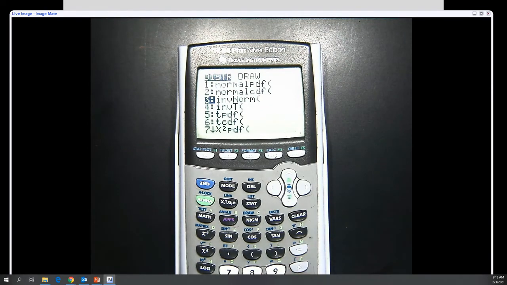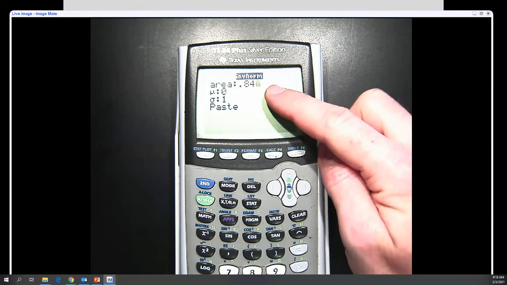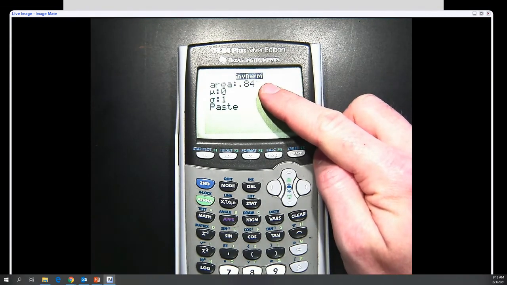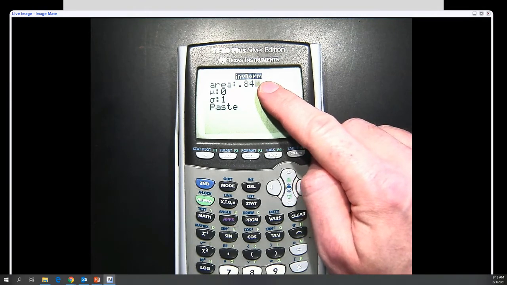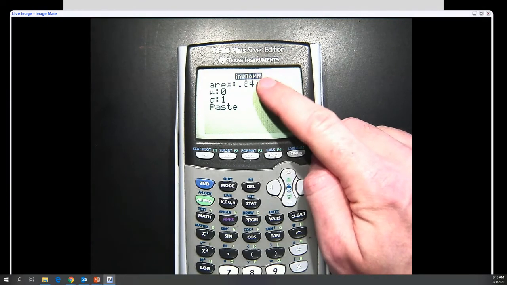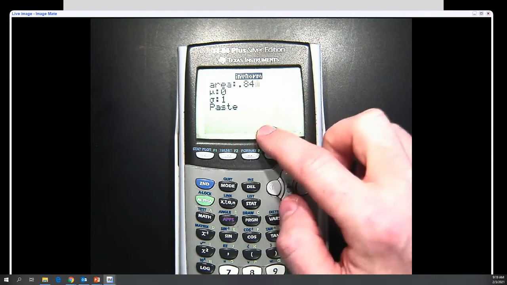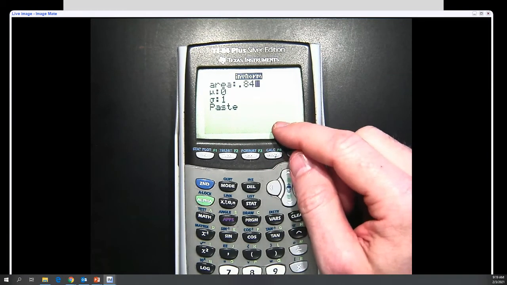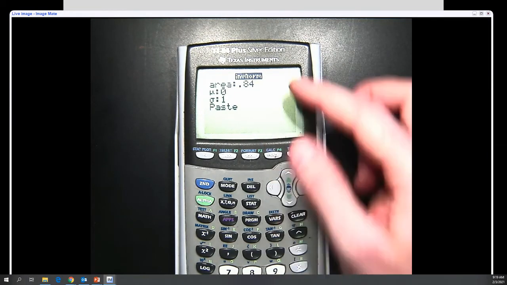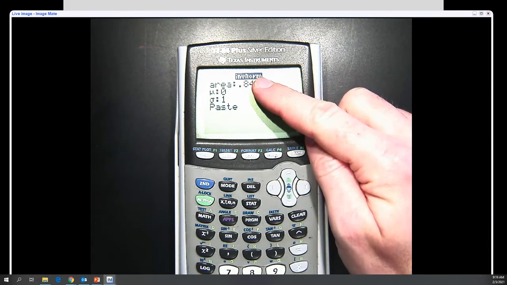So anyway, we're going to choose inverse norm, and the area was 84% to the left. Inverse norm only works with area to the left. You have to put in the area to the left. That's worth making a note about. I'll point it out a couple more times, but that's really important. This is the area to the left. Some newer calculators do have the option to do left, center, right. I don't have those newer calculators, but those do exist. But for the purpose of me teaching you, I'm going to tell you this area is always to the left.